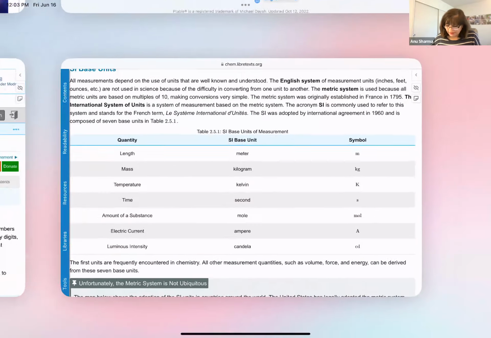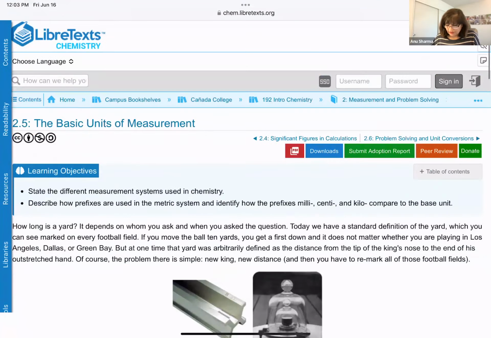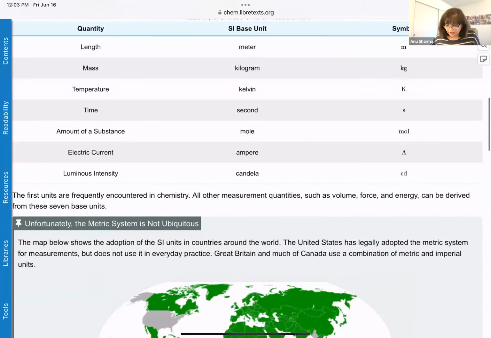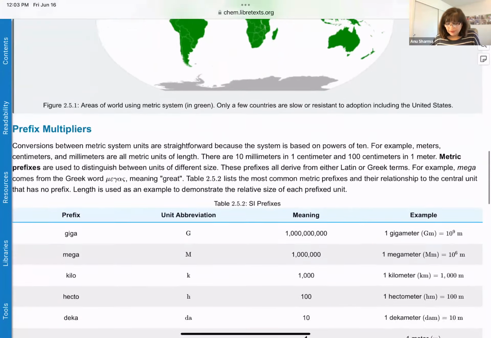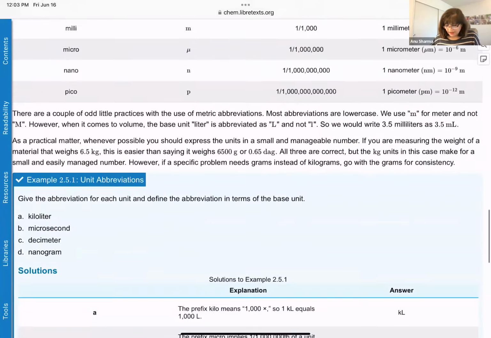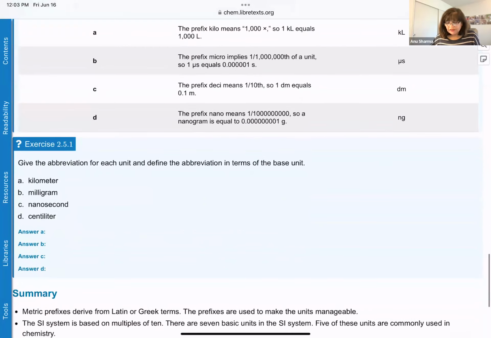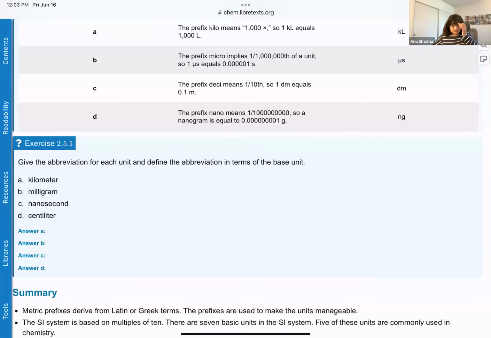So these are all like the base units. The numbers by themselves don't mean anything, but if you recognize these units, then you can see in what context this measurement is taken.